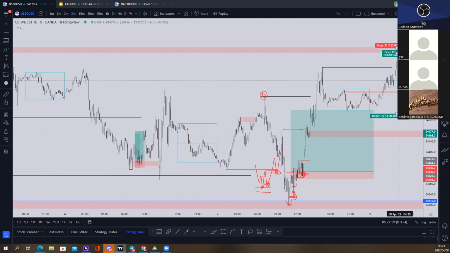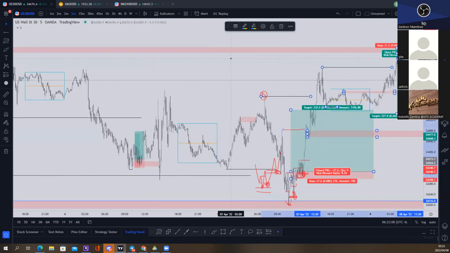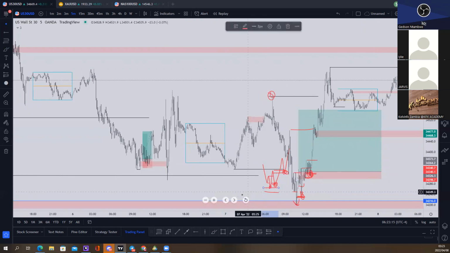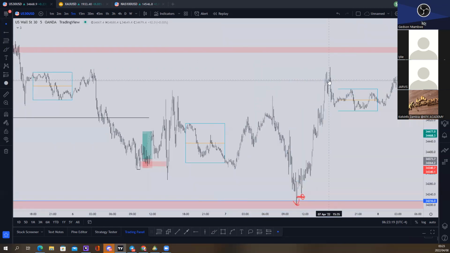How was I able to take this trade? In my broker, let me delete all this here so that you guys can see. Let me do something like this. Okay. Why is it not doing what I want? Okay.